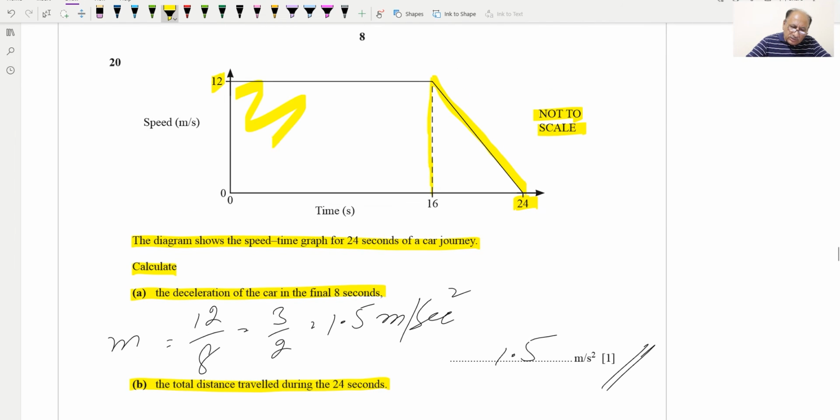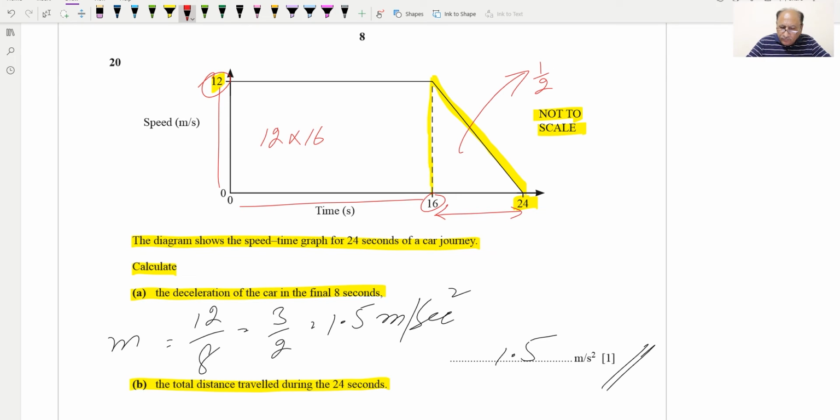So the total distance covered will be this area, and to find this area, it's basically this area plus this area. So we'll find both areas separately. This is a rectangle, 12 multiplied by 16. This is the 16 side, this is the 12 side, and we multiply them. And this is the triangle, which is half into base, and the base is this one, which is 8. So half into 8 into height, which is this one, which is 12.